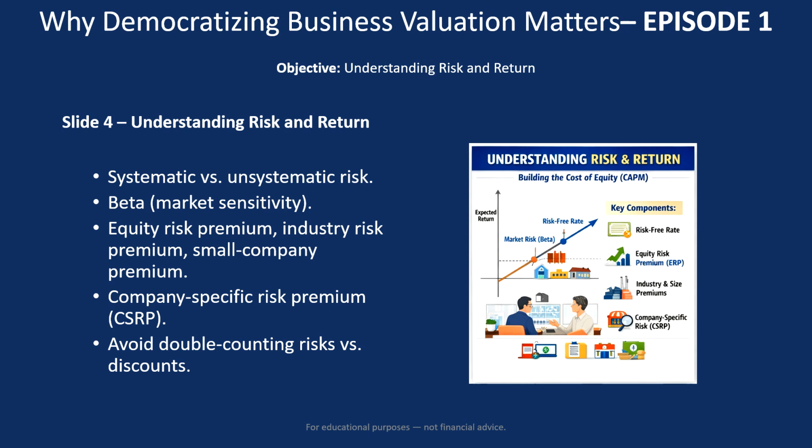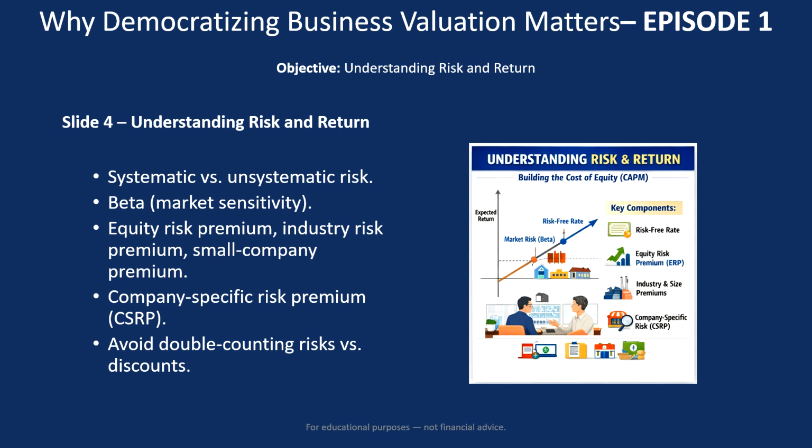Now, there are two types of risk. Systematic risk, which is the broad market risk you can't diversify away. Think recessions, interest rate shifts, geopolitical events. Unsystematic risk is company or industry specific: a key man dependency, a single large customer, regulatory exposure. Valuation is mainly concerned with systematic risk, which is measured by beta.